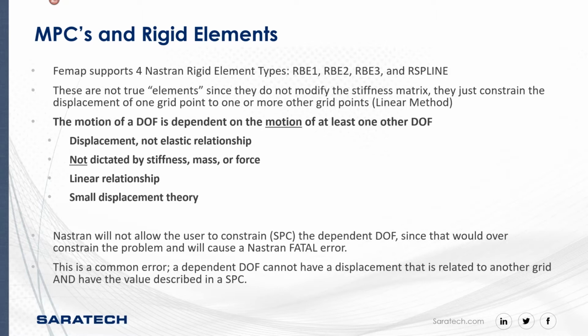A common error that you'll notice is this double dependency. NASTRAN will yell at you if you have something that is dependent on something else. So a dependent degree of freedom cannot have a displacement that's relative to another grid point and have that value described in an SPC.